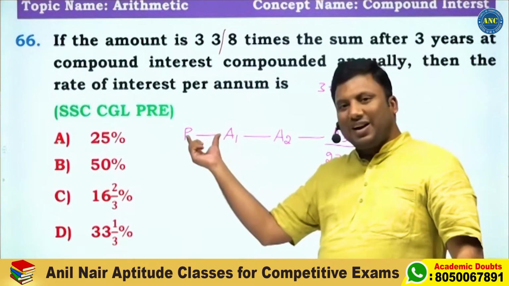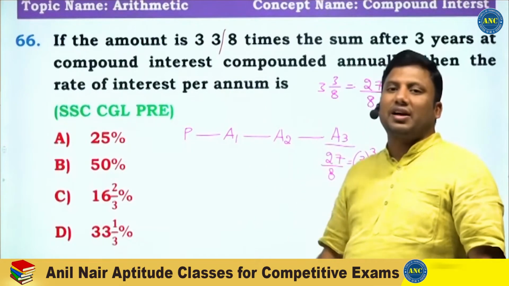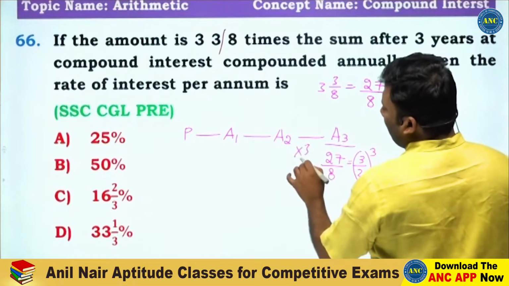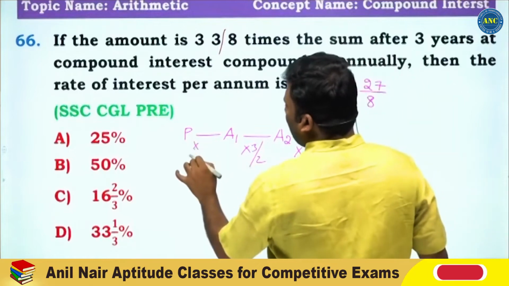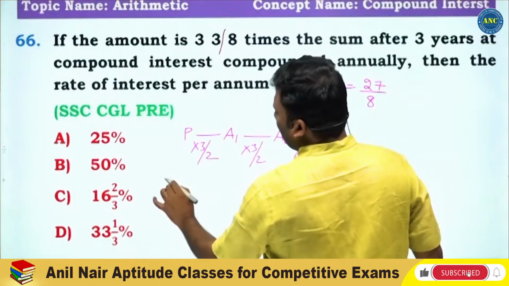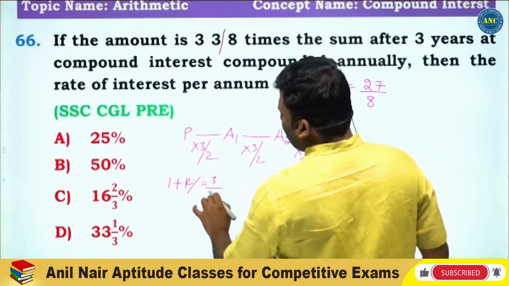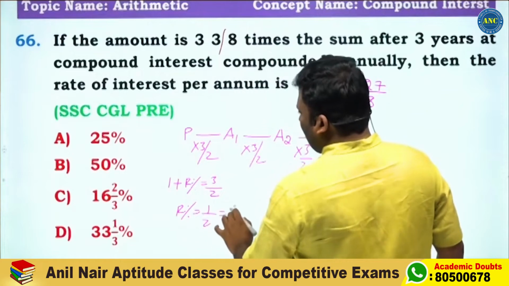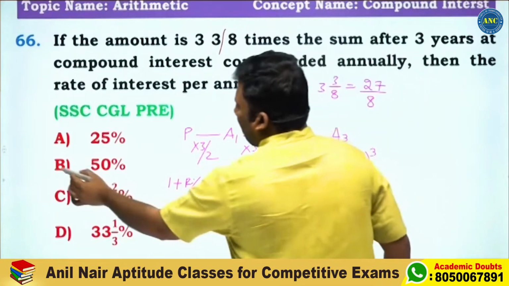Here the scaling factor is the same. Resultant is 3 by 2 whole cube. So it is into 3 by 2, into 3 by 2, and into 3 by 2. Scaling factor is given by 1 plus R percentage, which is 3 by 2. R percentage is 1 by 2. Answer is 50%.